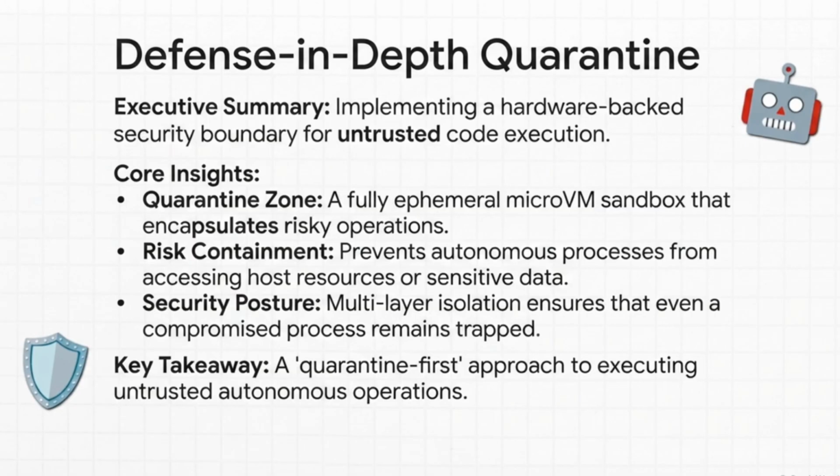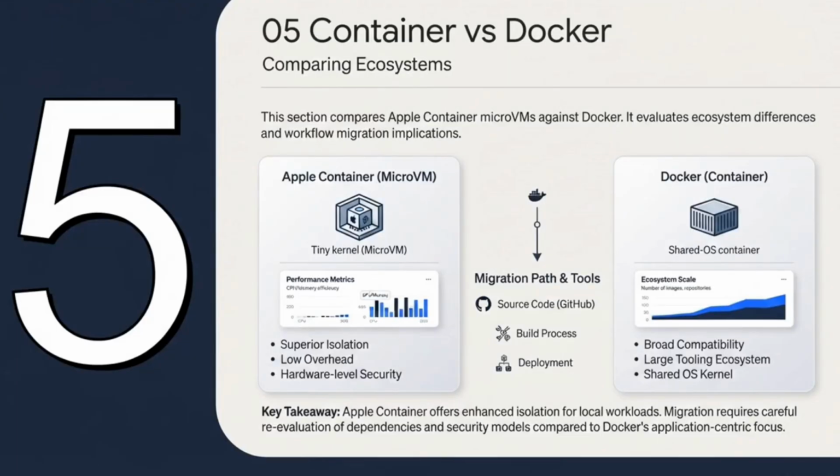That strict hardware boundary ensures rogue AI scripts absolutely cannot traverse host directories, access your root credentials, or hijack your overarching network identity. With all these architectural advantages, you're probably wondering how Apple Containers stacks up against Docker, and what it actually takes to migrate your workflow.